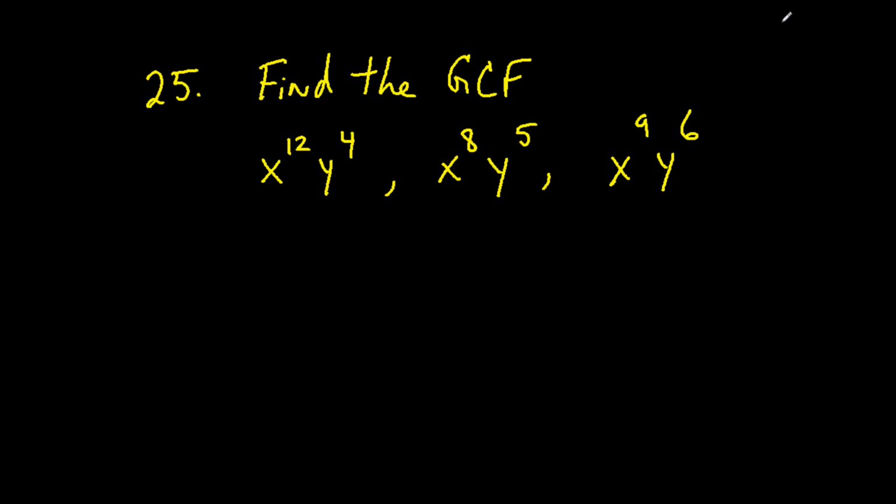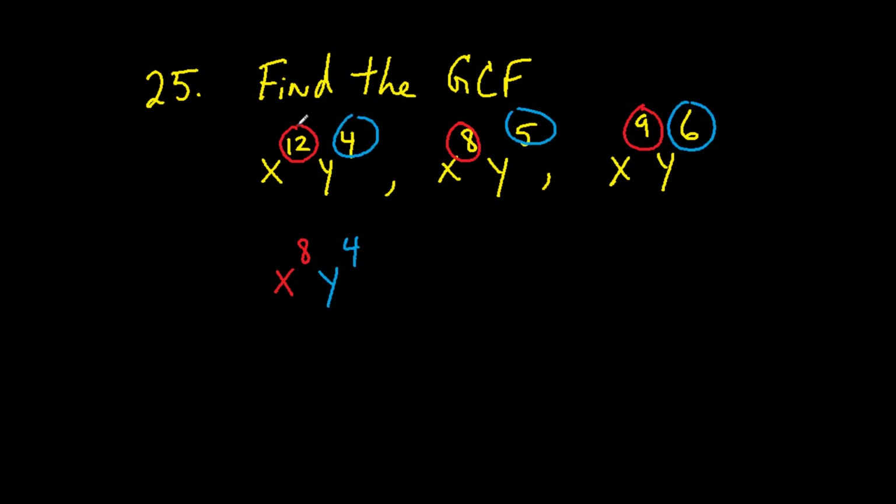So we have a 12, an 8, and a 9. So we go with the lowest, so x to the 8th. And then we have a y to the 4th, y to the 5th, and y to the 6th. So the lowest is y to the 4th. So this is the complete GCF, x to the 8th times y to the 4th.